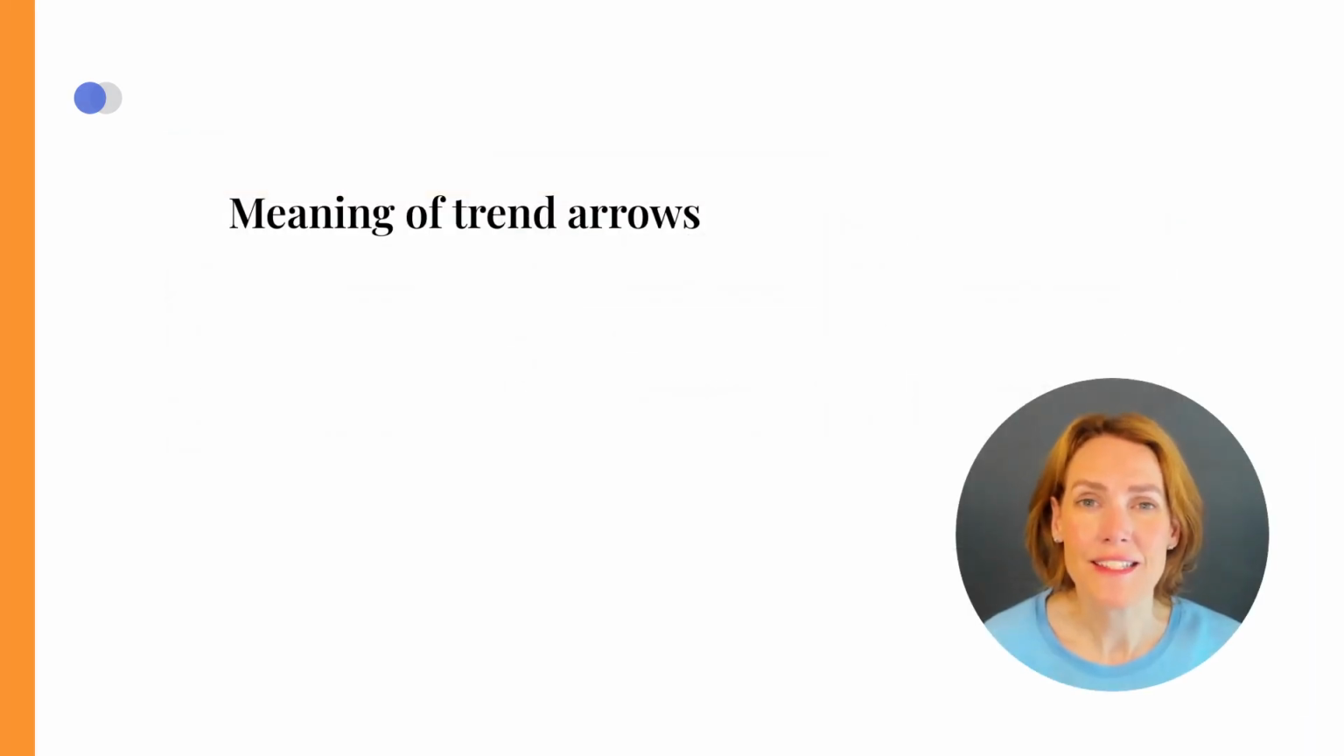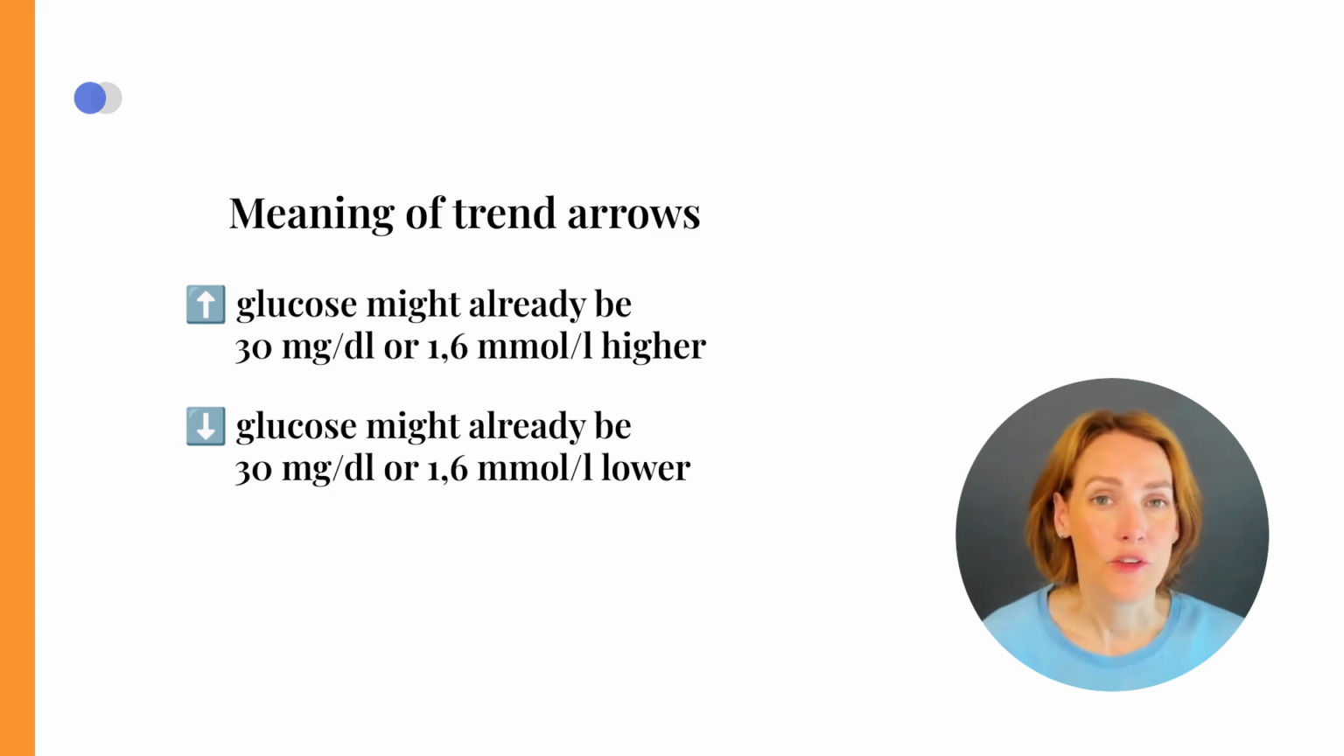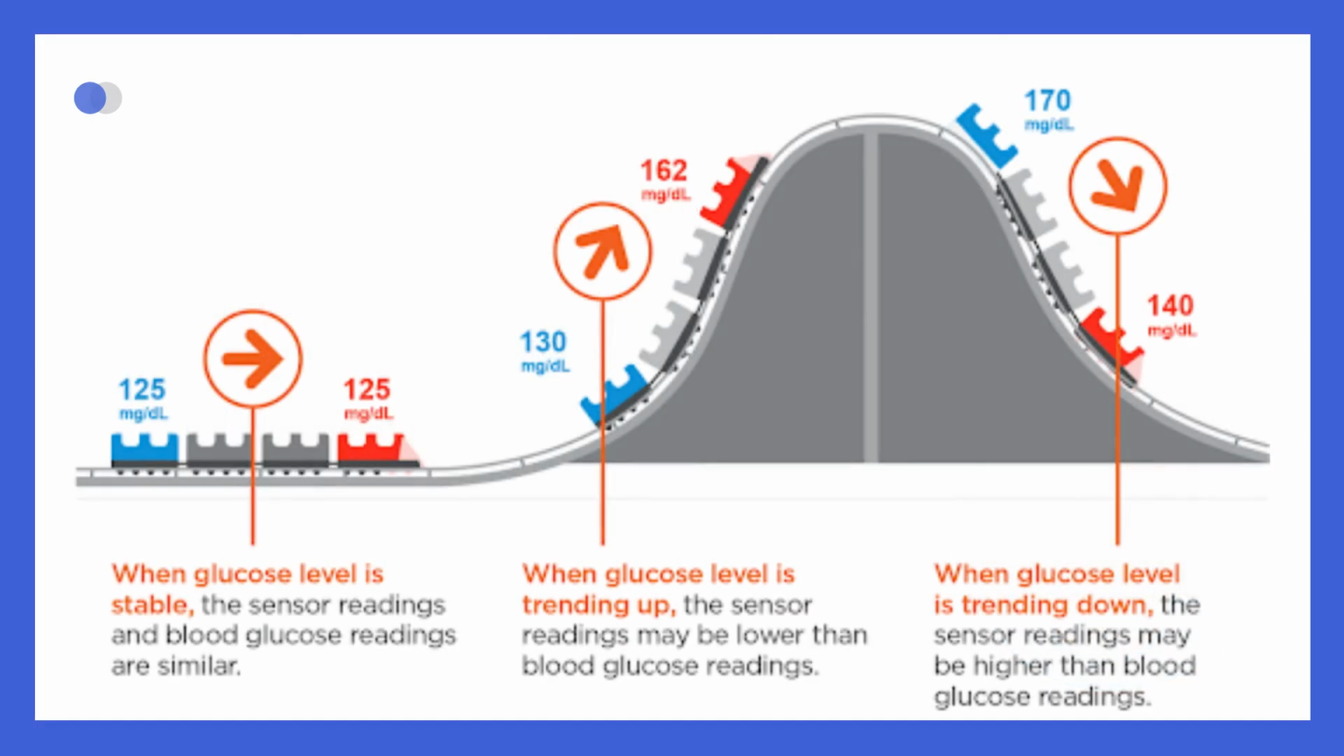Numerous guidelines exist on how to adjust insulin based on these readings. However, one vital rule of thumb is that with a straight up or down arrow, the actual glucose level may already be about 30 mg per deciliter or 1.6 millimole per liter higher or lower, considering the lag time. Understanding this is vital to prevent overcorrection in instances of hypoglycemia and hyperglycemia.